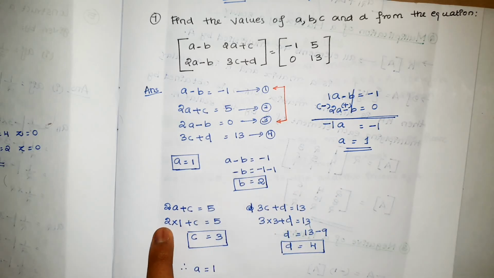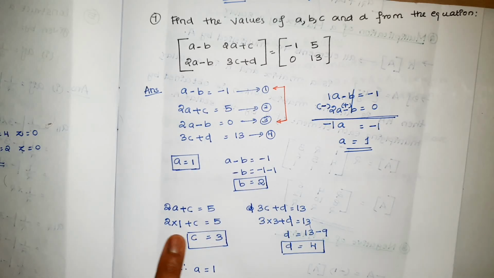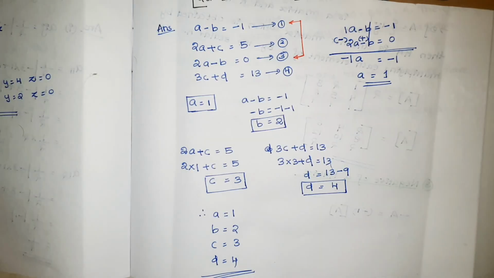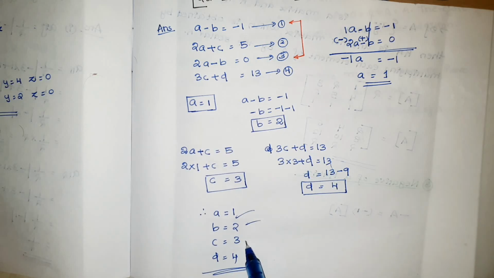Okay. Next, I can find the value of c because I have an equation in terms of a and c. We already know the value of a. So, I can put the value of a and find the value of c. That is, c is equal to 3. Same way, 3c plus d is equal to 13. I can put the value of c here. I can find the value of d. Okay. So, students, we got the value of a as 1, b is equal to 2, c is equal to 3 and d is equal to 4.